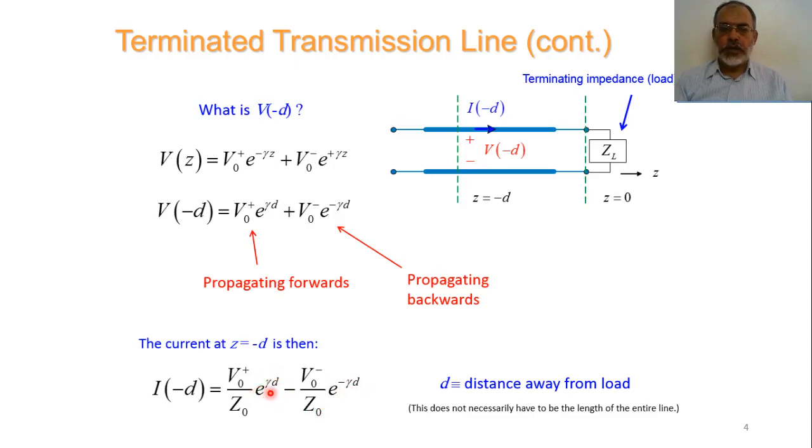Here e to the power gamma d is actually e to the power minus gamma z, and z is minus d, so it is e to the power gamma d. And here e to the power minus gamma d is actually e to the power gamma z, and z is minus d, so this is e to the power minus gamma d. So this is the voltage at the distance d from the load, and this is the current at the distance d from the load. Now, if we divide this voltage by this current, we obtain the input impedance at a distance z equal minus d.